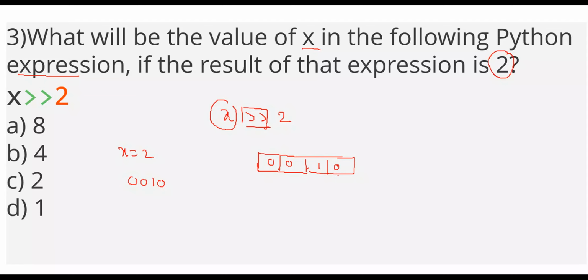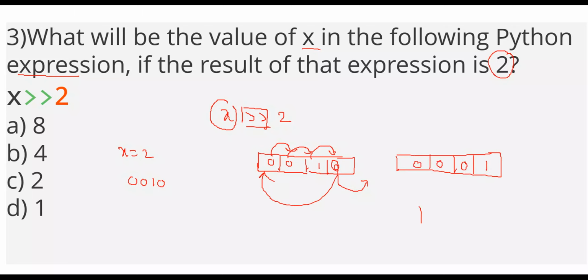First you move the first right bit. Now this will come here, this will come here, this will come here, this 0 will come here. That means for the first shift to the right side, this becomes 1 0 0 0.